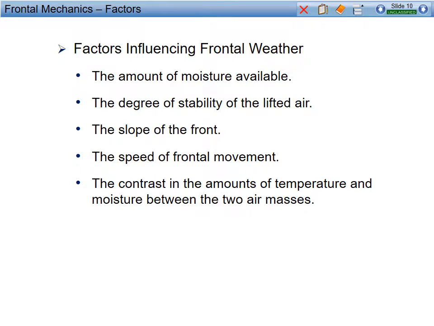The factors that influence the amount or the severity of that frontal weather are as follows: the amount of moisture overall, the degree of stability of the lifted air. The less stable the air is, the more likely there is to be bad weather. The slope of the front, or the angle between those two contrasting air masses. The speed of the frontal movement, and the contrasts in temperature and moisture between the two air masses. So if there's a very large difference in temperature and moisture content between two air masses defining a front, there will be more severe weather.